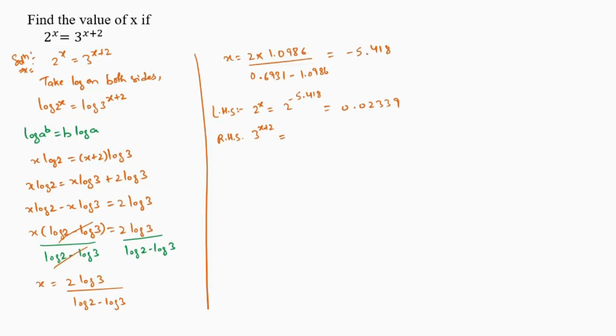On substituting the value of x, we get 3 raised to power minus 5.418 plus 2. On solving this, we get 3 raised to power minus 3.418, which on solving gives 0.02339. Hence, left hand side is equal to right hand side.